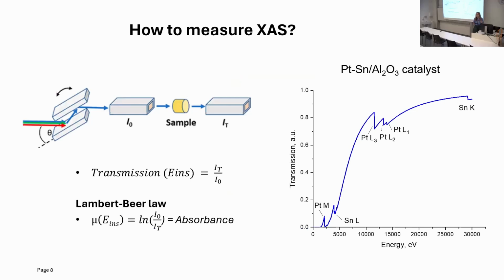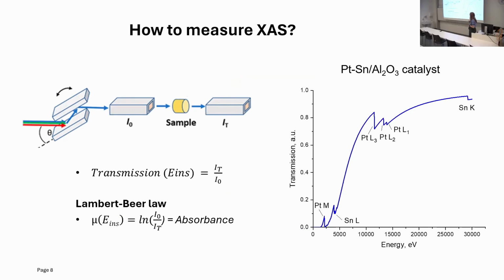So, for example, in the easiest situation, an X-ray absorption spectrum can be measured by placing the sample containing your element of interest between two detectors. The first detector measures the incident beam intensity before the sample, and the second one measures the transmitted intensity after the sample.